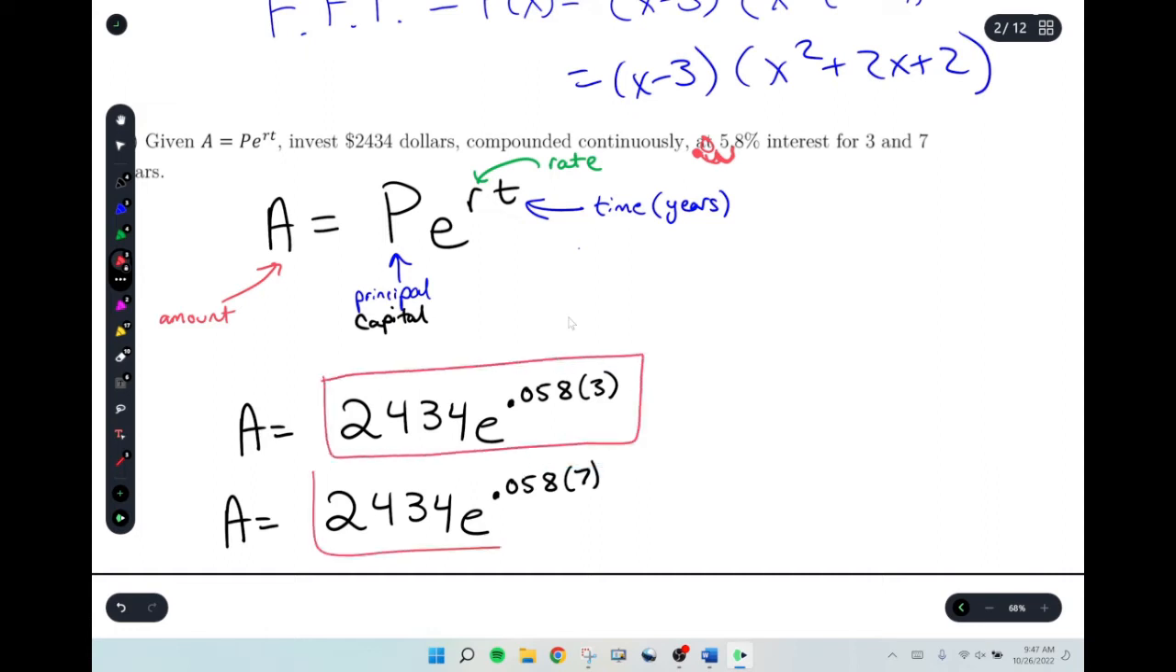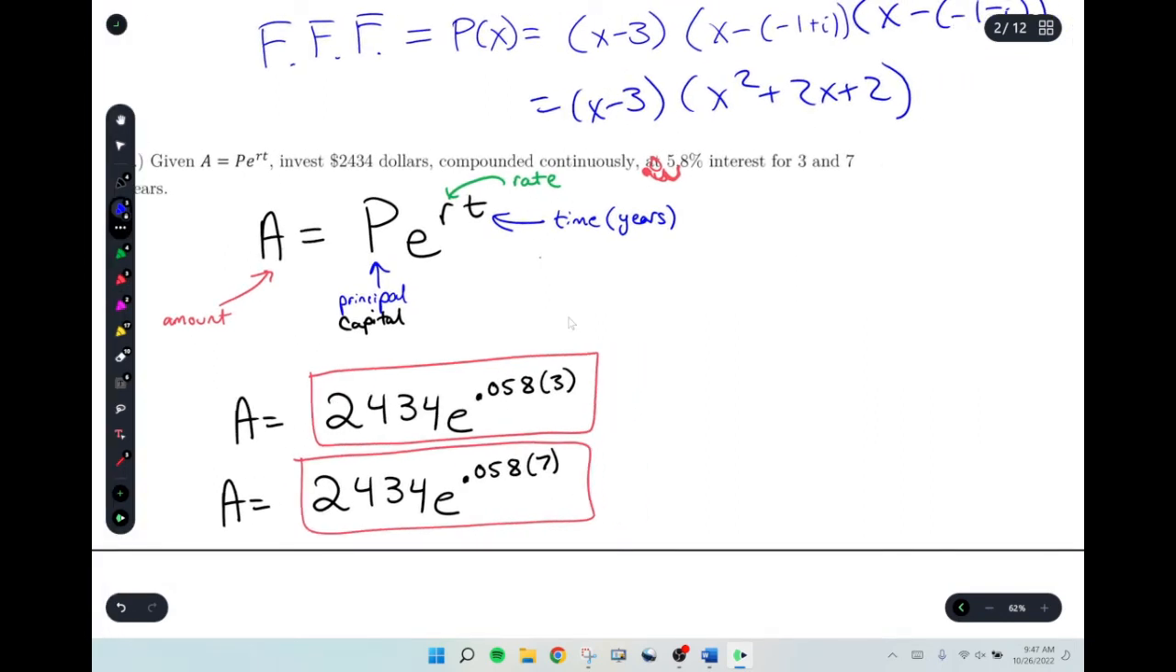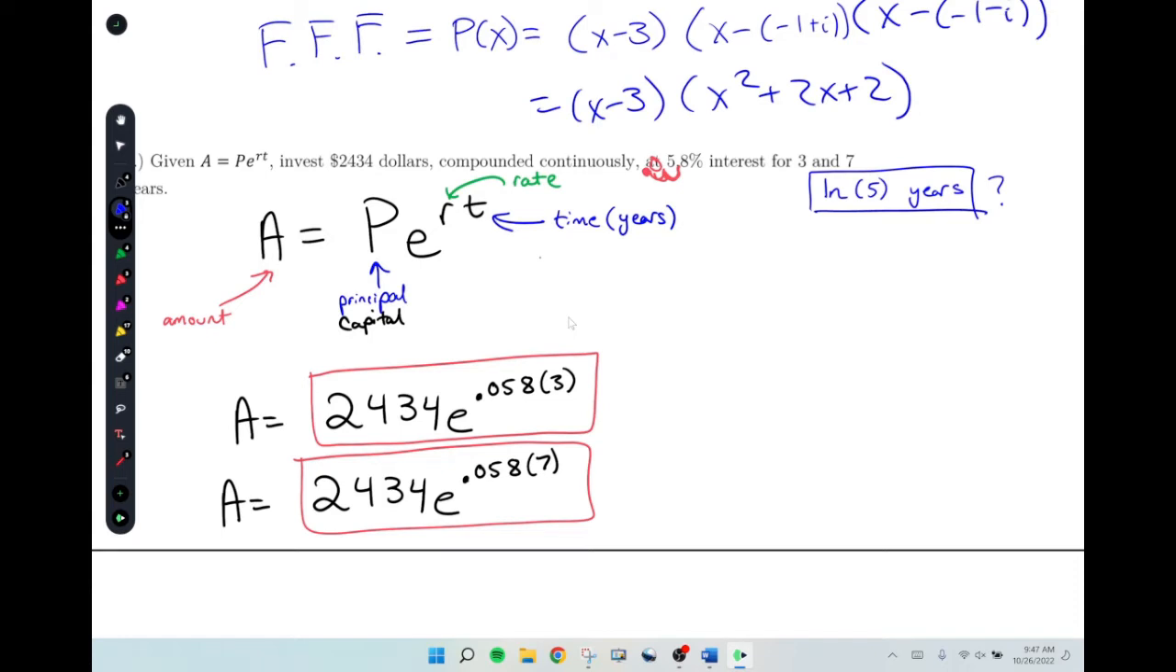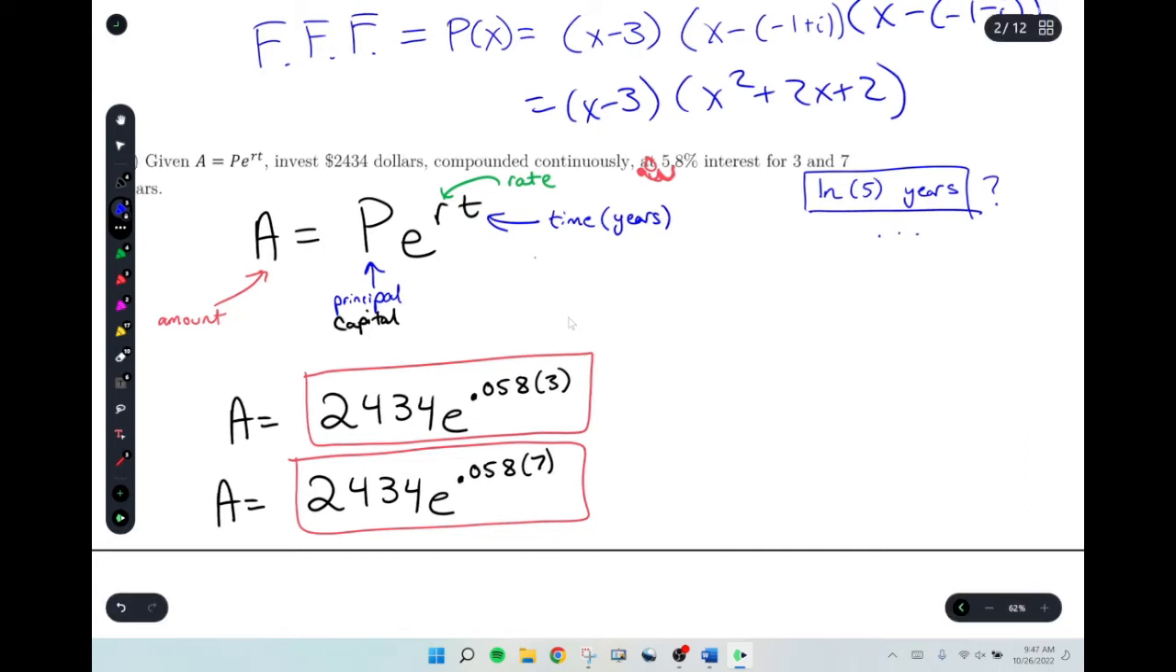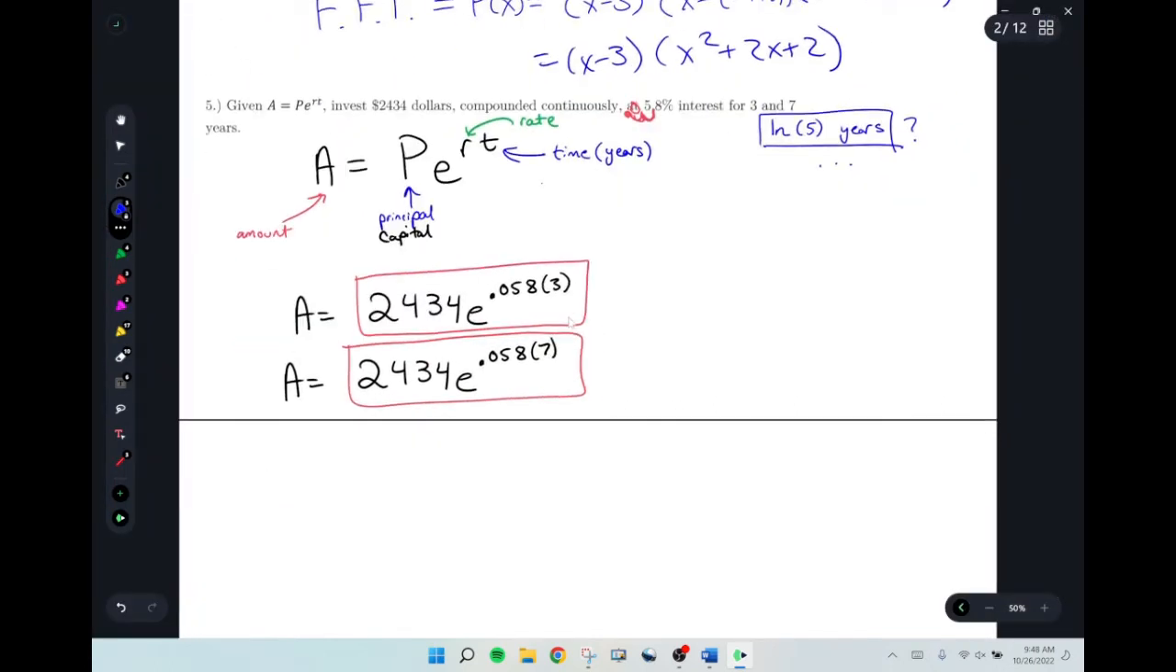Cool. Here's a trick question to think about. I'm not going to do it, but I'm going to leave it for you to think about. What if they were like the ln of 5 years? Then you could do something cool. That's like a trick question to think about. Something cool happens, right? With E and ln. You tell me. All right, what else? That's a helpful hint.